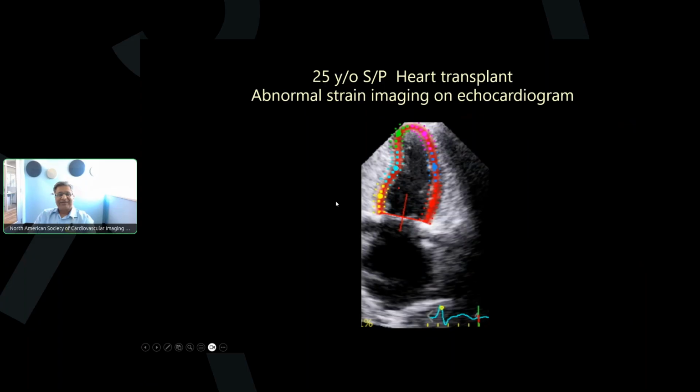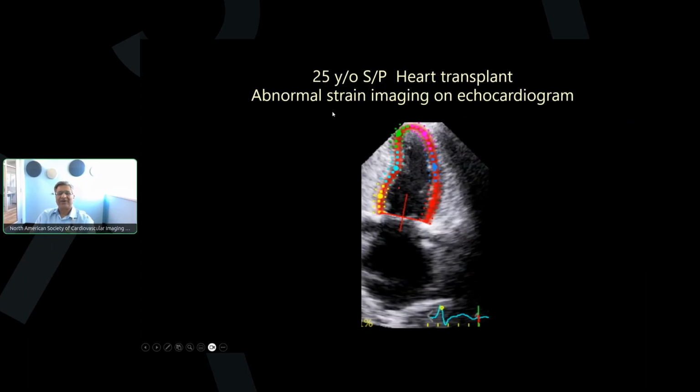Okay, so the last case. This is a 25-year-old patient who is post heart transplant, and they identified abnormal strain imaging on echocardiography. You can see this in the anterior wall and septal wall. There is abnormal strain. When the global longitudinal strain is less than 16%, I think that's when they consider it abnormal. And MR was obtained for this.